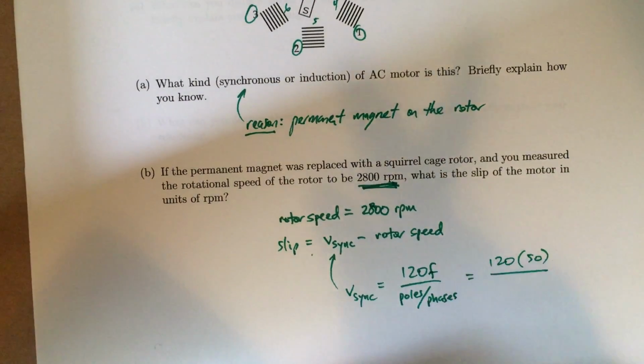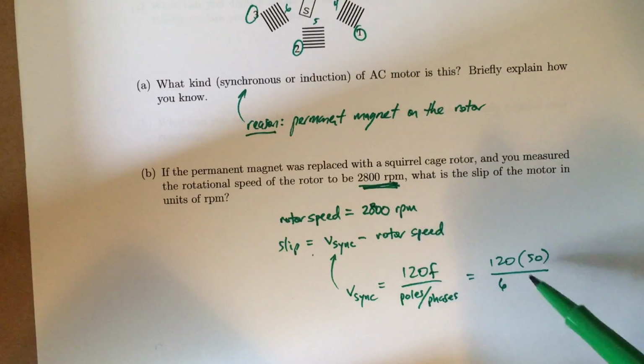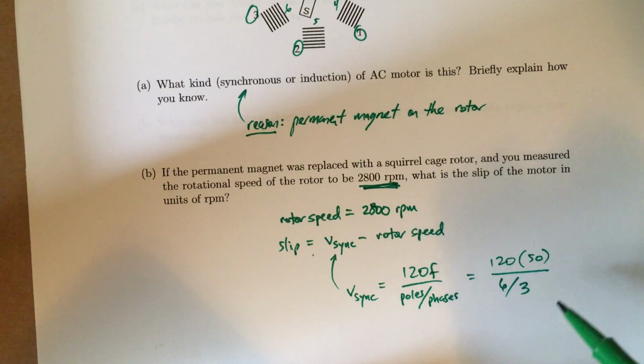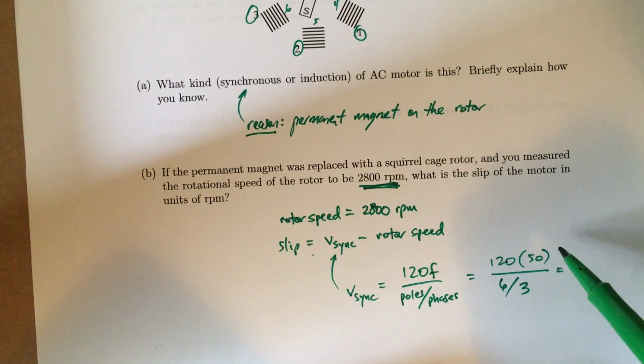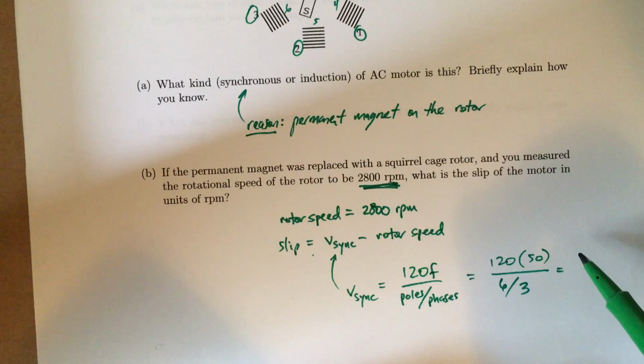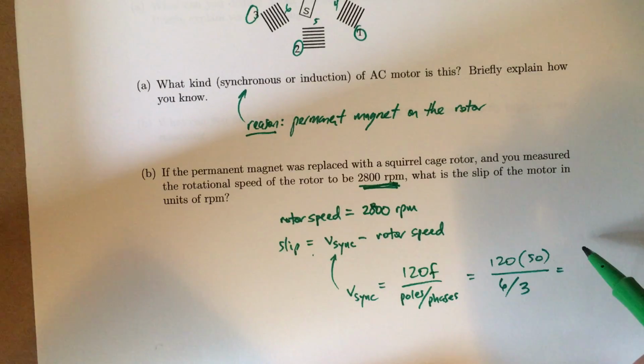So we come back down here, we enter 6 for the number of poles, we enter 3 for the number of phases, because we're told that at the beginning of the problem. We've got in the numerator 6,000, right? So 100 times 50, 5,000, 20 times 50, yeah, 6,000. Okay, 6,000. And we divide that by 6 divided by 3, so 2.